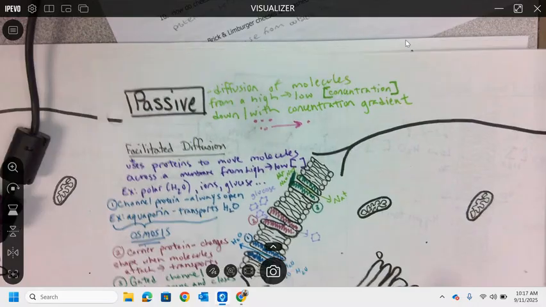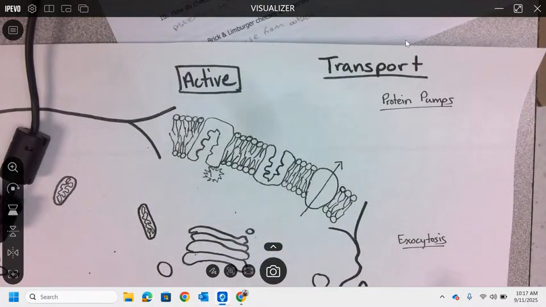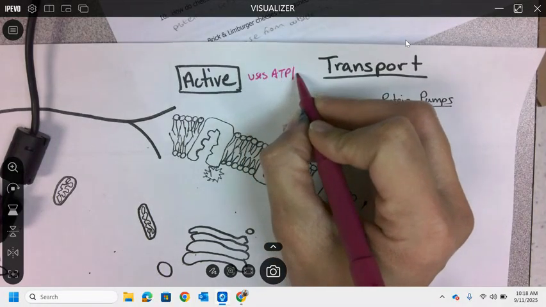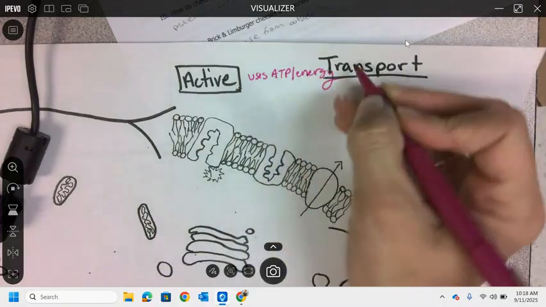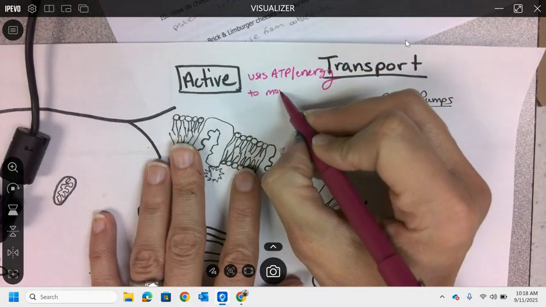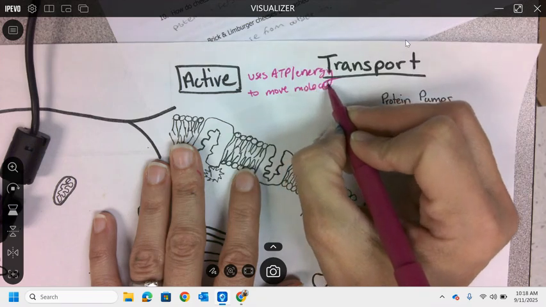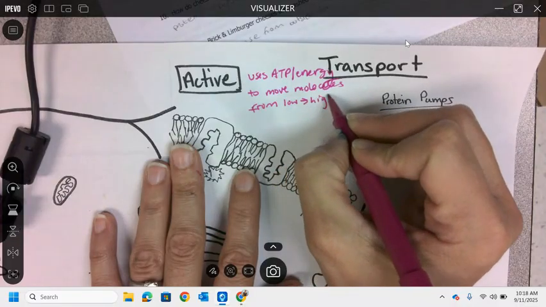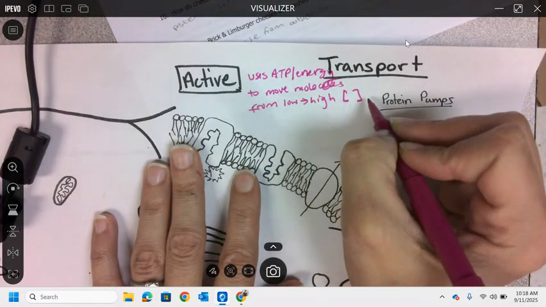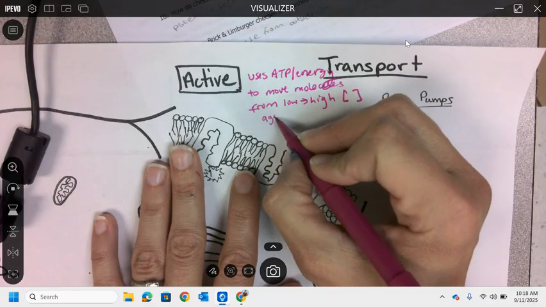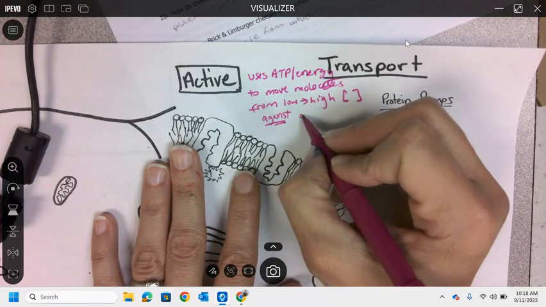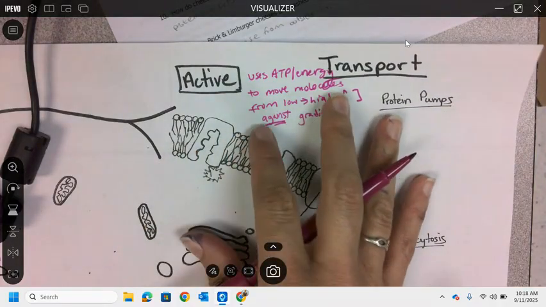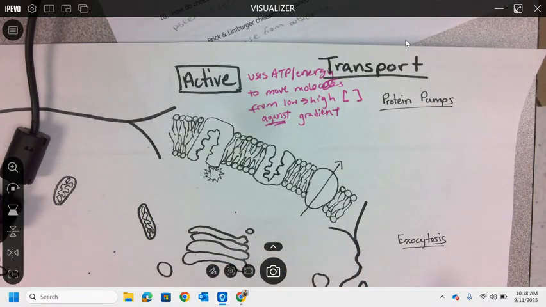This video, however, focuses on active transport. Active transport uses ATP or other energy sources to move molecules from low to high concentration, and remember this sign represents concentration against the gradient. So this requires energy because it's not a passive flow down the gradient, it's pushing molecules against the gradient.